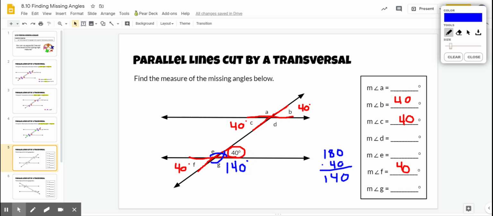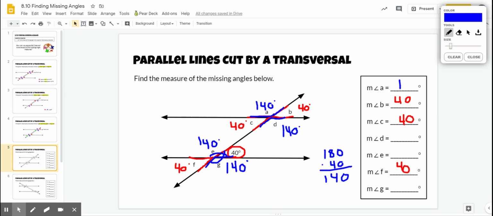Now I'm going to use that same idea of vertical angles and corresponding angles to fill in the rest of my angles here. So angle G and angle E are vertical. So I know that angle E is 140 degrees. And then I know that angle A is congruent to angle E, which means it's going to be 140 degrees. And angle D right here is congruent to angle G. So this is going to be 140 degrees.